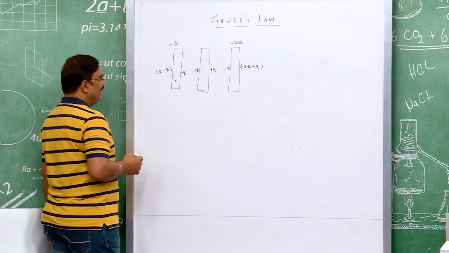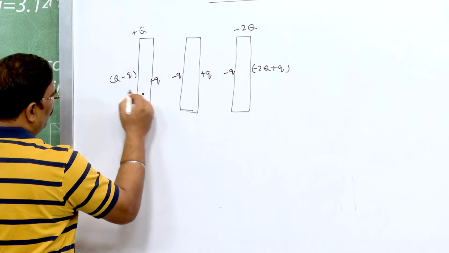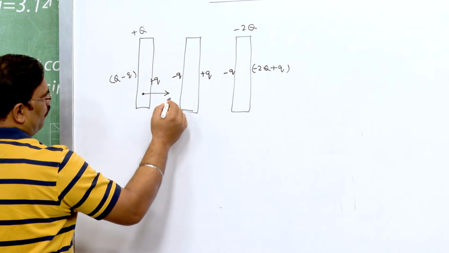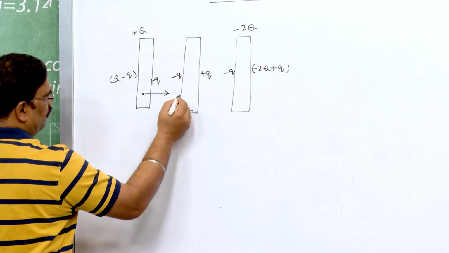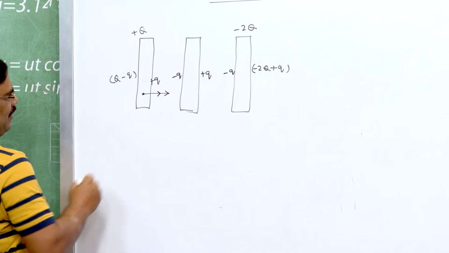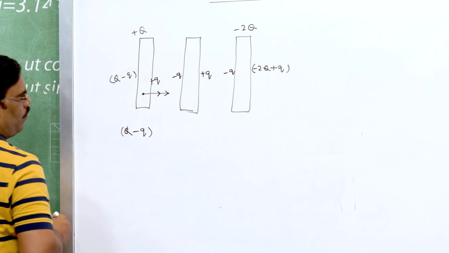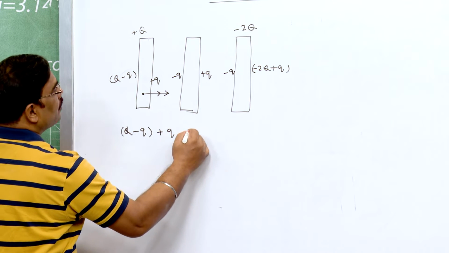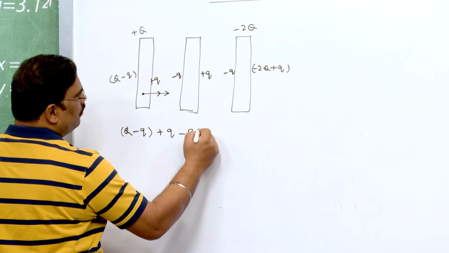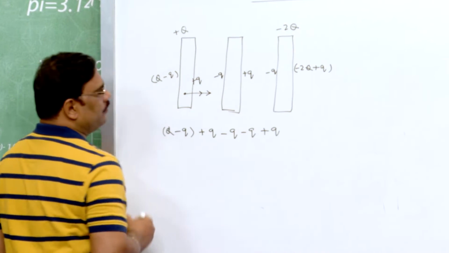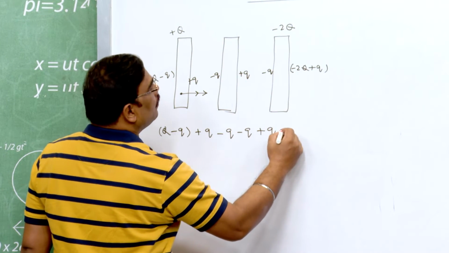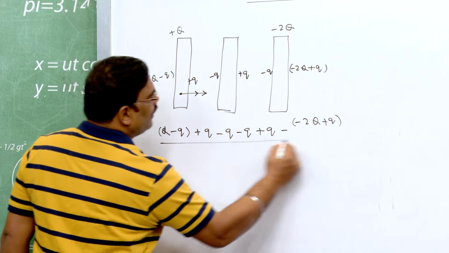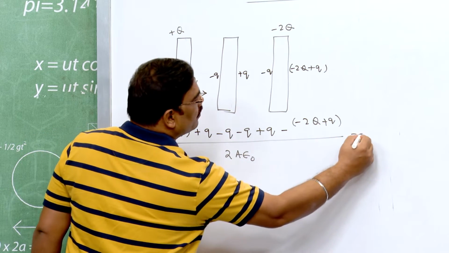what I get is the electric field due to Q minus q, first face, is away from the plate. For the third plate, it is in the same direction. So, it is Q minus q, and this is plus q, minus q, minus q plus q, and this one is minus 2Q plus q, all divided by 2Aε0 must be equal to 0.